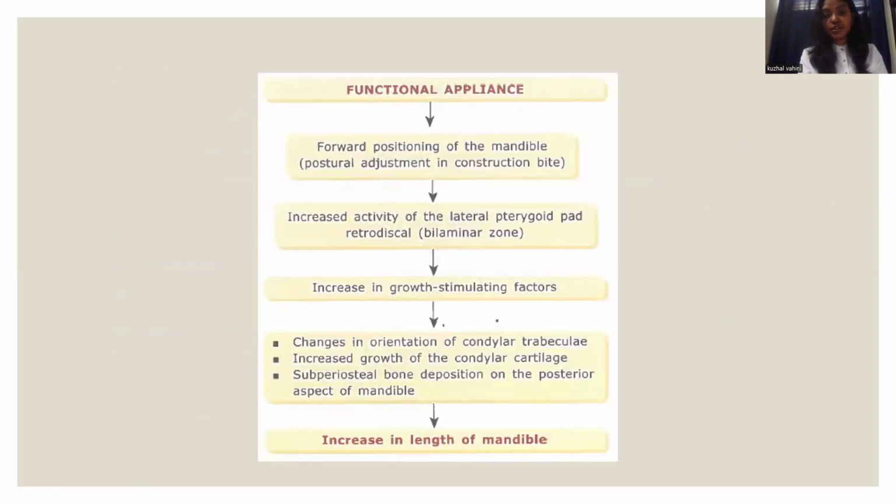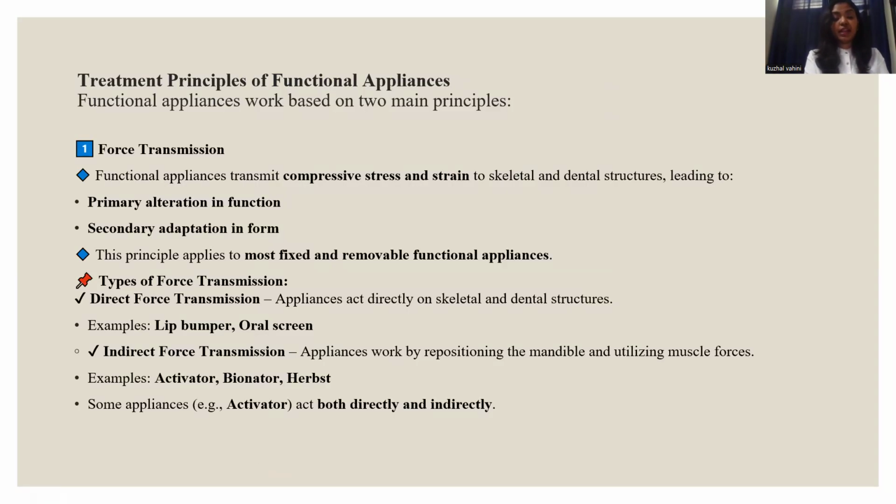So this is a functional appliance overview, where again it explains the stimulation of the growth hormones, and then how the change occurs at the subperiosteal level, which leads to the increase in the length of the bone. Then the treatment principles of functional appliances.